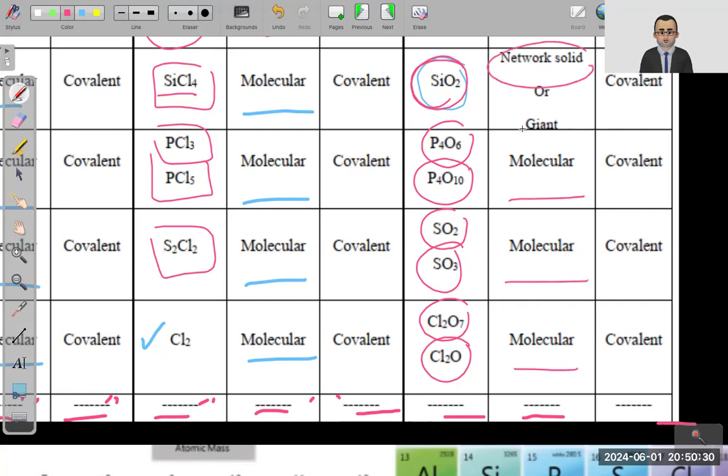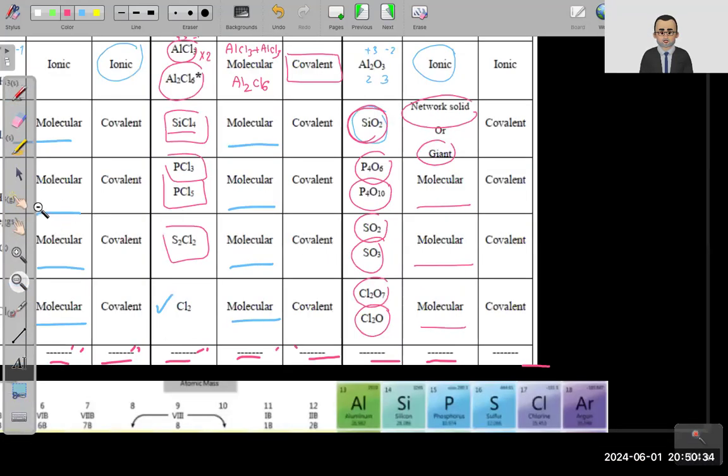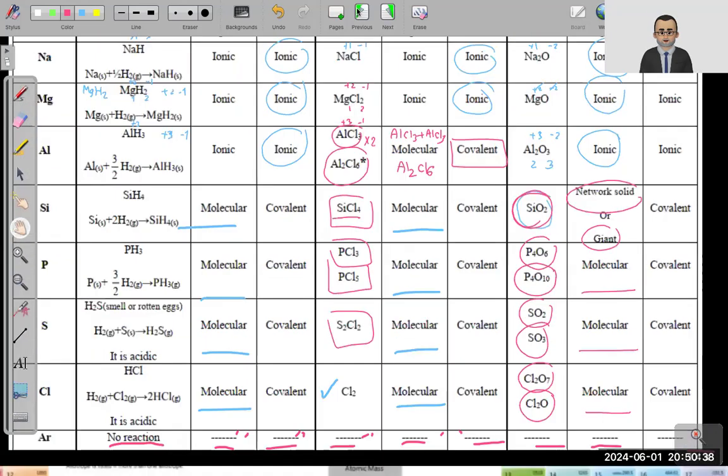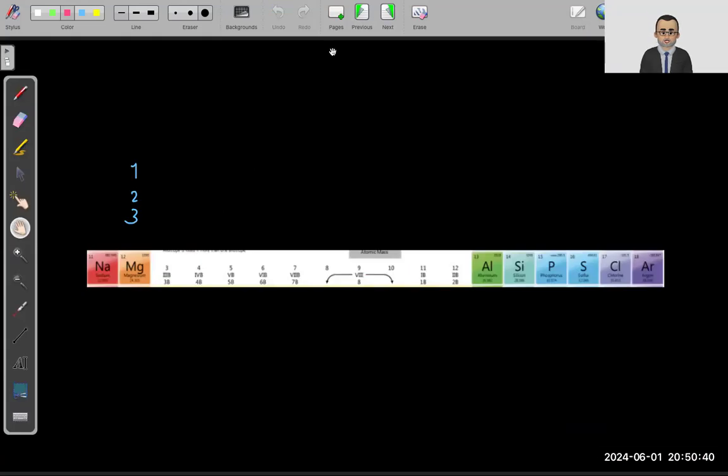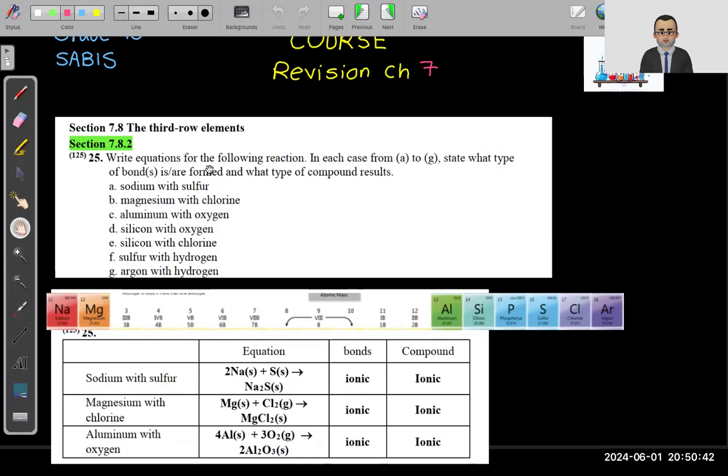This one is network solid, and this is giant solid. So the more you memorize from the table, the more it will help you in the questions. Let's see one of the questions, how we use the table in it. For example, when he asks us what is the reaction between sodium and sulfur, it forms something like NaS. Magnesium with sulfur, it's all written here, magnesium chloride, and this is an ionic compound.